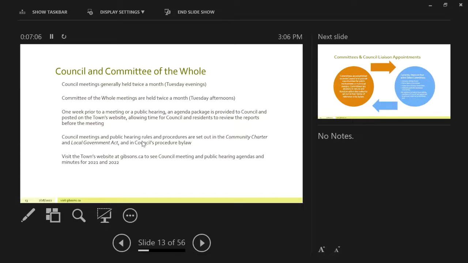Council meetings and public hearings, rules and procedures are set out in the Community Charter and the Local Government Act and in Council's procedure bylaw. Visit the town's website for any upcoming agendas. There's quite a few years besides 2021 and 2022 on our website. You can go back quite far.